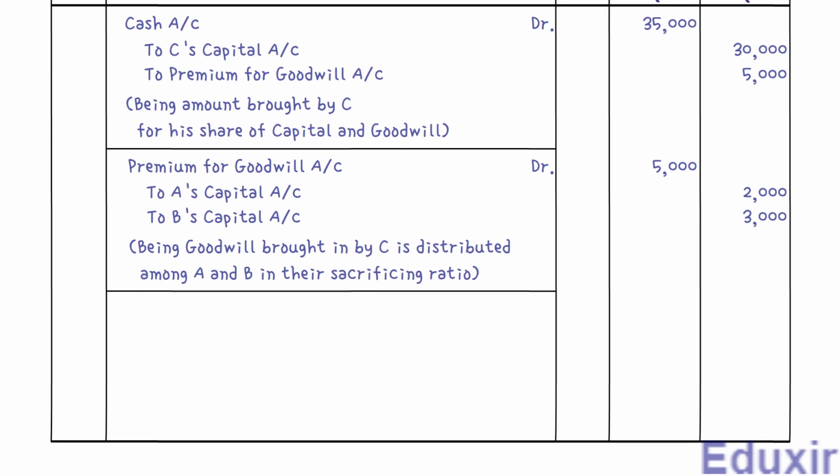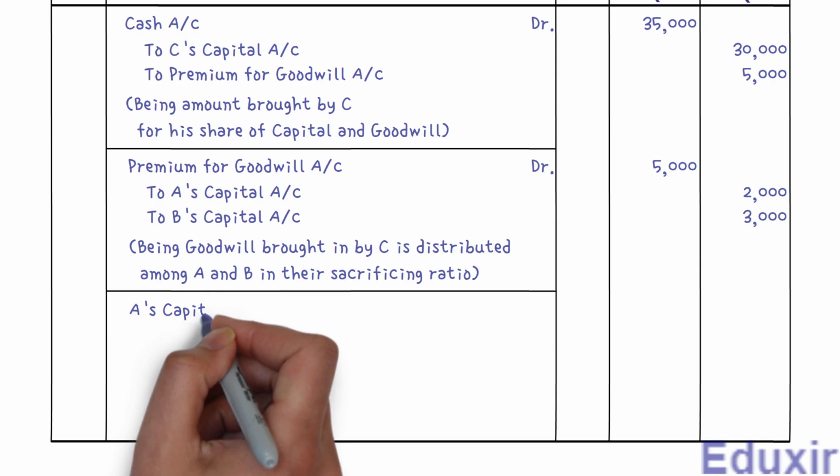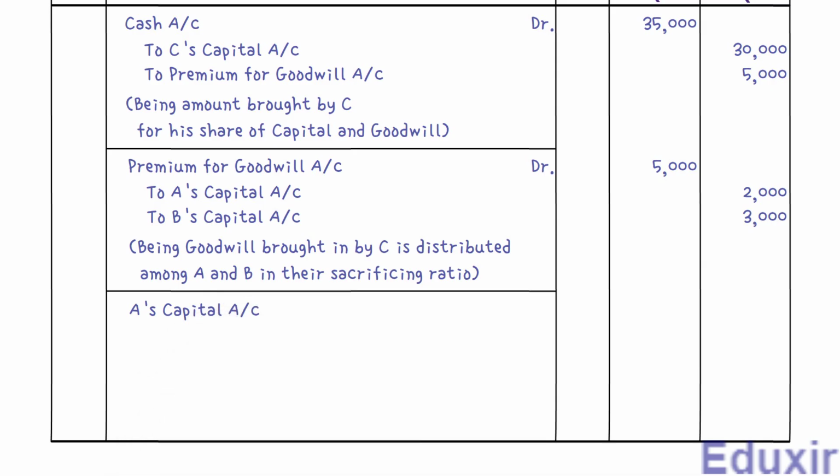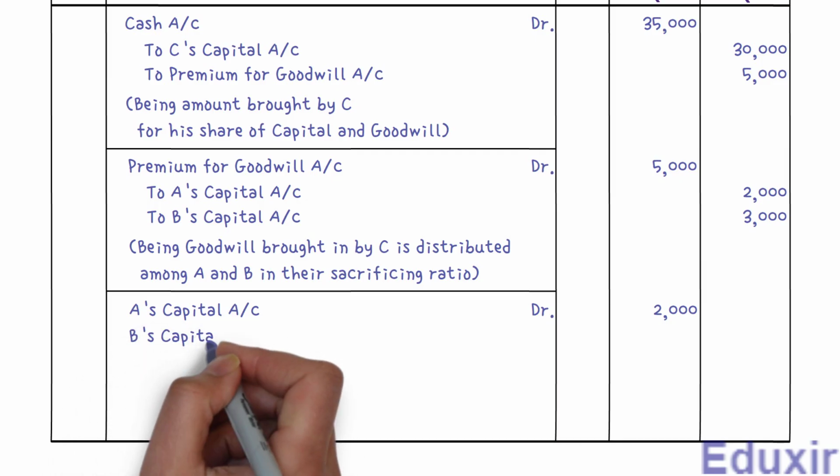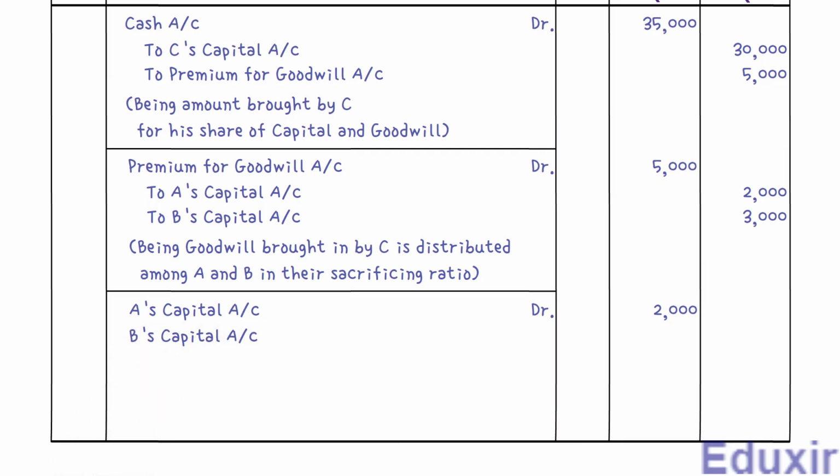Let us first record partner A's capital account as the debit entry. Let us also write the text DR to indicate that this is a debit entry. Let us then write the debit amount of 2000 rupees in the debit amount column. Let us then write partner B's capital account as the next debit entry. Let us also write the text DR to indicate that this is also a debit entry. Let us then write the debit amount of 3000 rupees in the debit amount column.